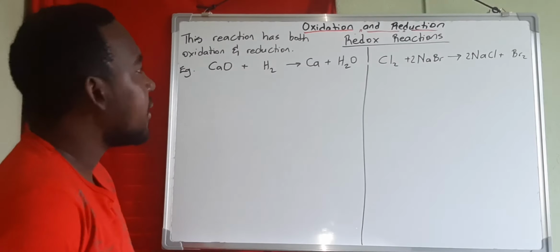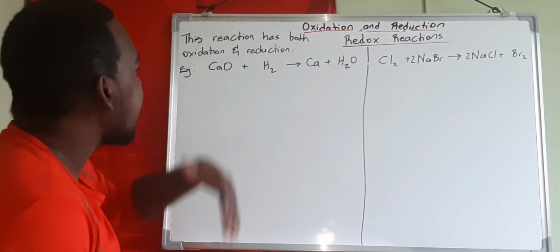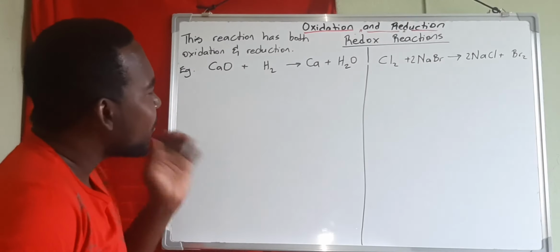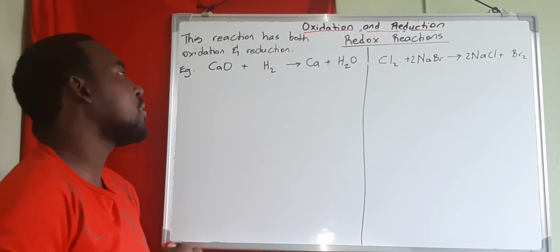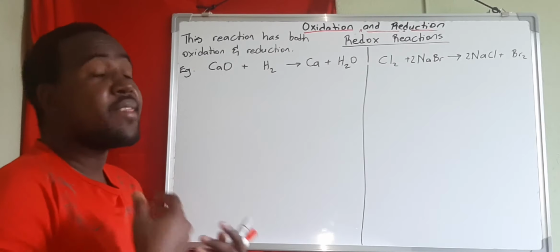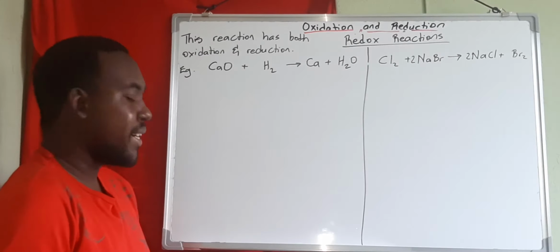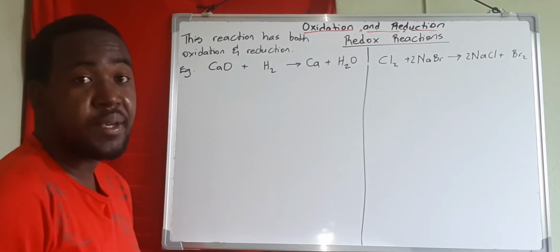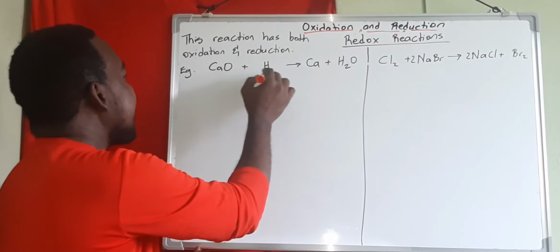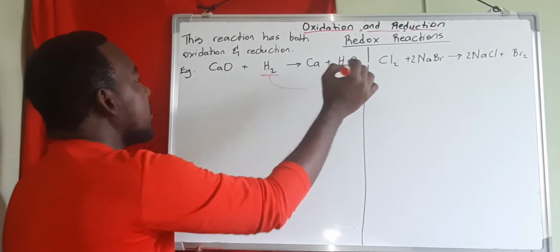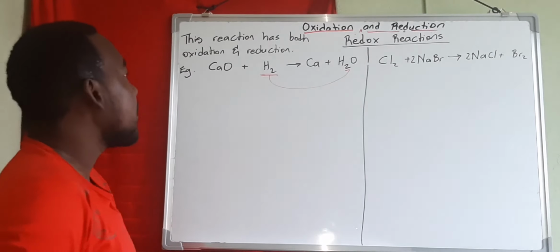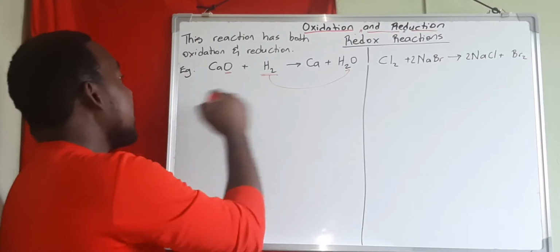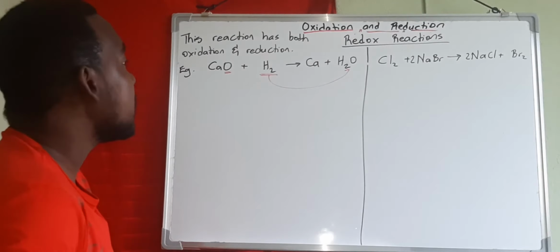Yes, right? So let's look at this example here. We have calcium oxide reacting with hydrogen gas to give us calcium metal and water. Just by looking at it, it's easy to determine which one is oxidized or reduced, and that's because there is oxygen present. Remember, oxidation is adding oxygen to an element. So we can know that the hydrogen here got oxygen, so it was oxidized. And the calcium oxide had the oxygen removed, so it was reduced.